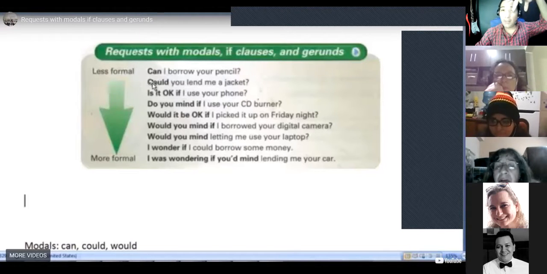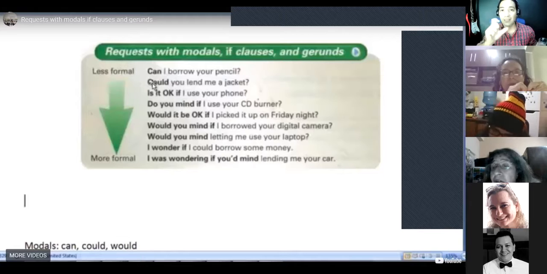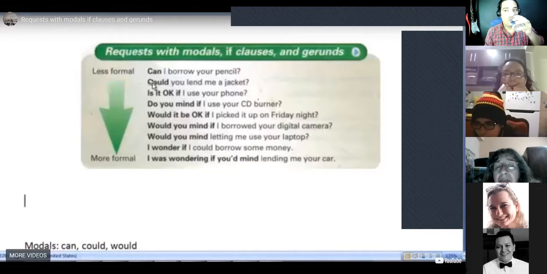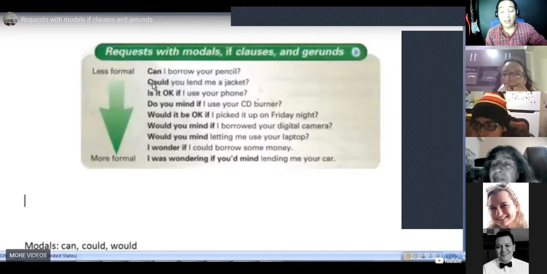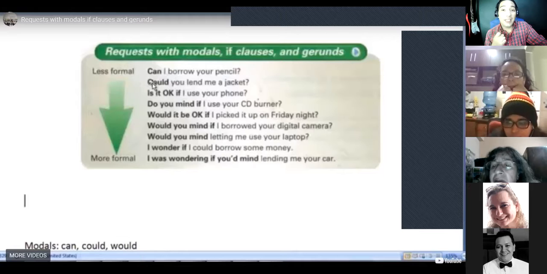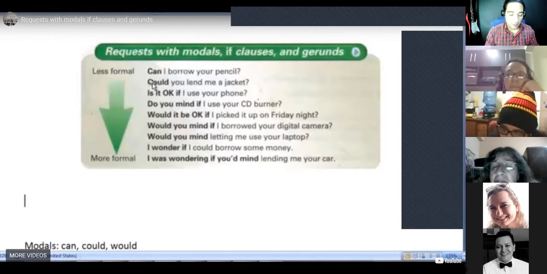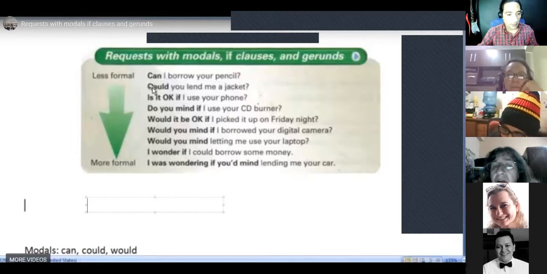Take a look at the structure. After mind, we have an ing. Would you mind, can I borrow your computer? Okay, follow the structure. Would you mind bringing me some water? ¿Te importaría? Would you mind bring me a coffee, please? Uh-huh. Would you mind bringing me? Mm-hmm. Let's use ing. Bring me.